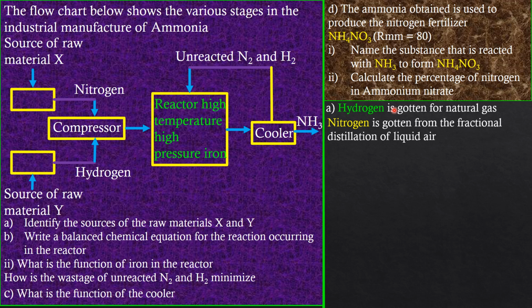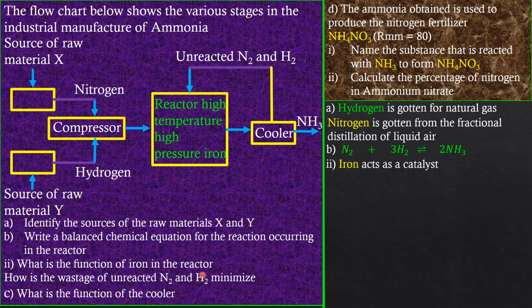Now, friends, part B is saying: write the balanced chemical equation for the reaction occurring in the reactor. So, guys, in the reactor, we simply have nitrogen reacting with hydrogen to give us ammonia. And most importantly, guys, this reaction has to be a reversible reaction. So it is balanced already. That's it. Then Roman 2 is saying: what is the function of iron in the reaction? Guys, iron functions as a catalyst, okay? Iron functions as a catalyst.